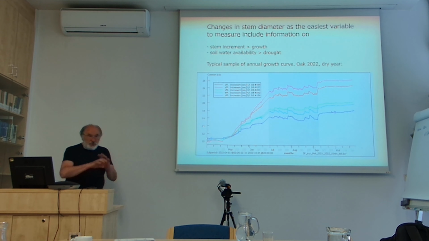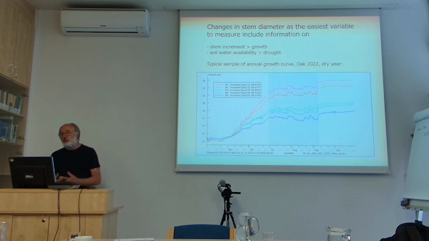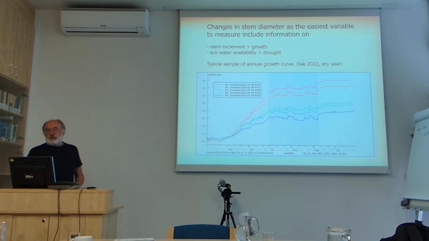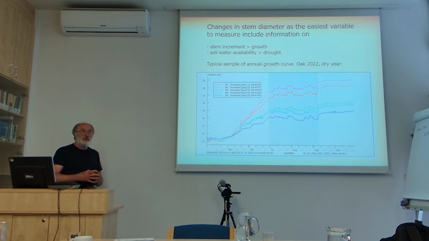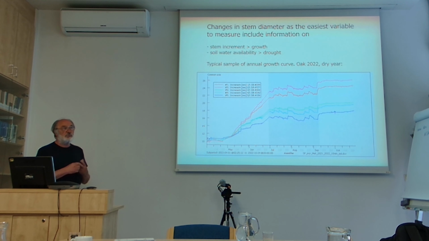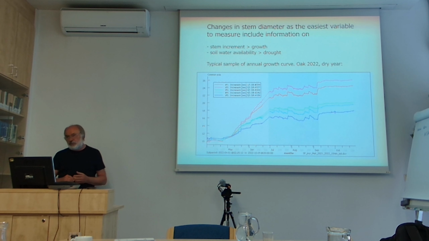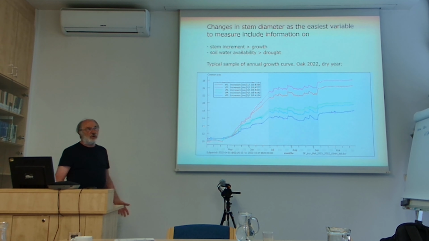From all those values which regard the plant, the tree, the easiest to measure is the stem diameter. Stem diameter changes are really very easy to measure, and they compose both most important variables, which are growth and drought. Growth it's clear. It's related to the water use efficiency and so on. And the drought is also important, especially now when the soil water availability is more often limited.